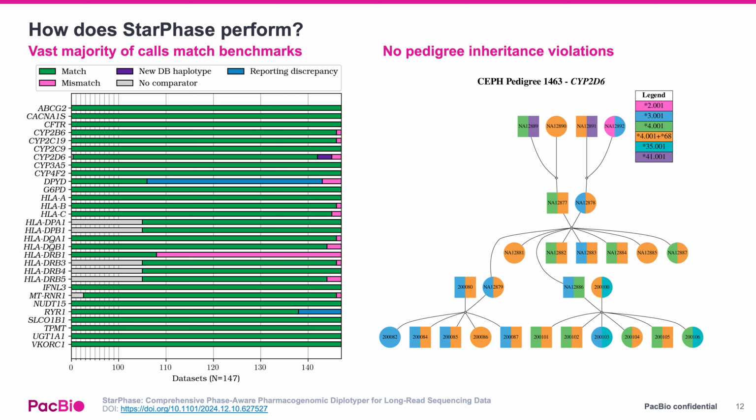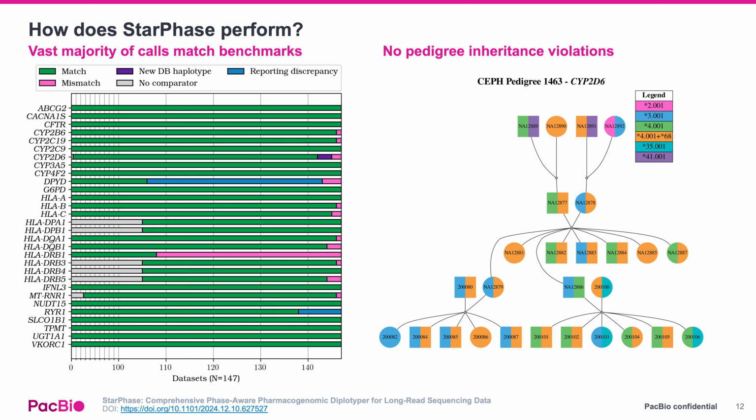Second, we're also able to look at large pedigrees, like the Ceph pedigree 1463, which includes NA12878, which you may know as HG1. If you look at this pedigree on the right for CYP2D6, if you were to spend some time checking the results here, you would find that there's no inheritance violations across this entire tree.